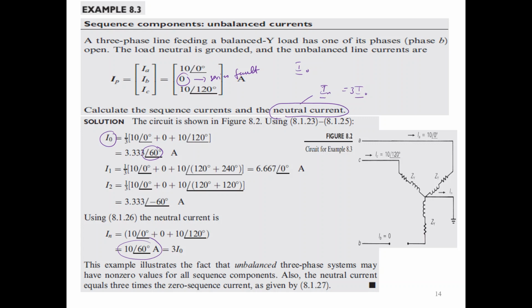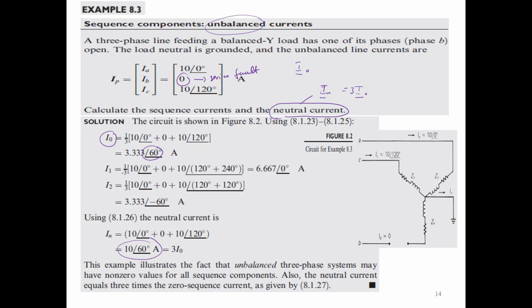Now, since it is unbalanced, there is no way that I1 and I2 become 0. If it is 0, it means that it is balanced. Okay, now you can do the math yourself, right?